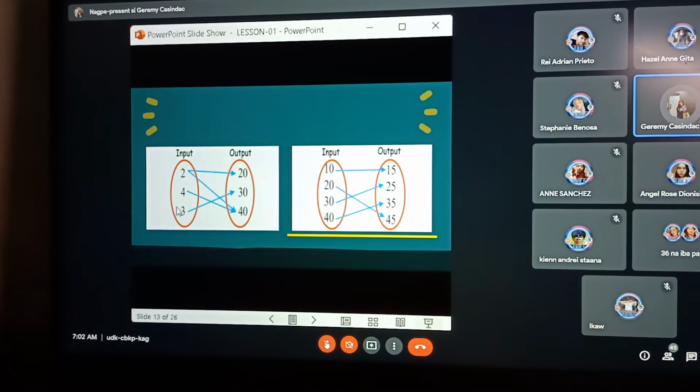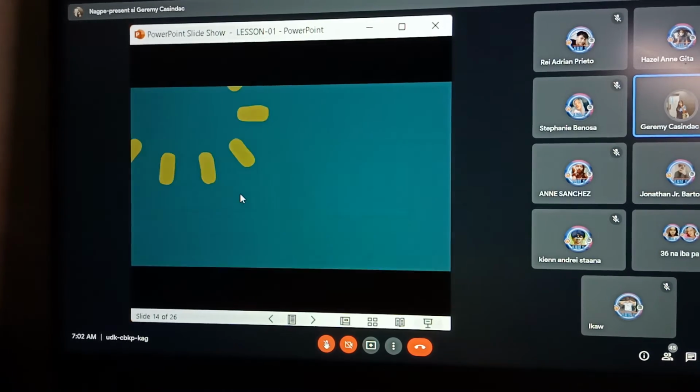Bakit? Alin dito yung umulit sa ating input? Yung 2 po. Okay, 2. So that is connected to 20 and 40. So therefore, this is not a function. Next.